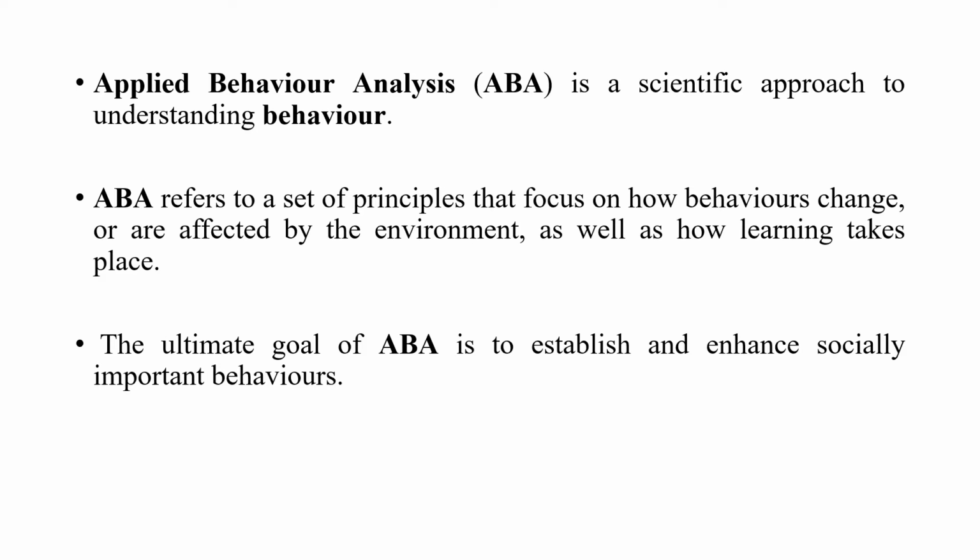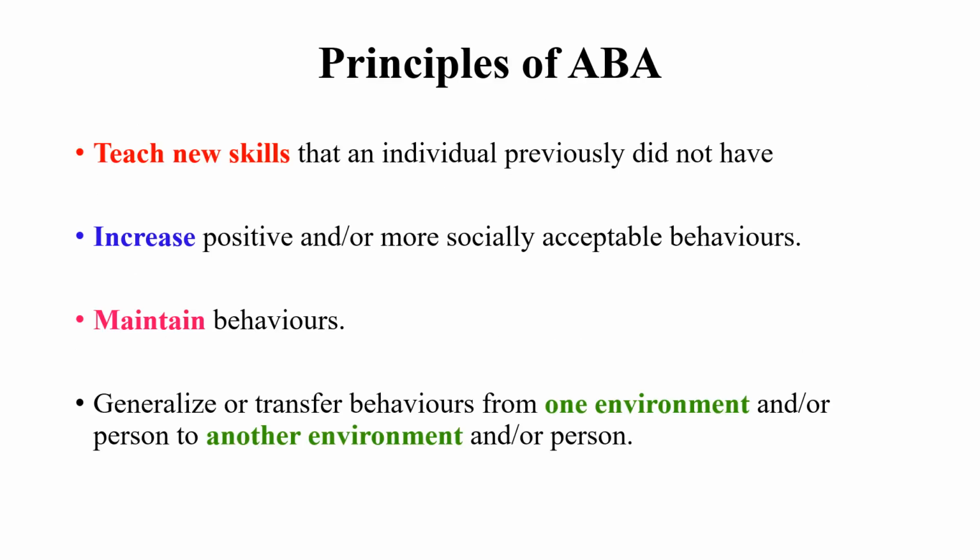The ultimate aim of ABA is to establish and enhance socially important behavior, which is very much required for an individual to live along with the members of the society or the community. The principles of ABA: there are four principles.